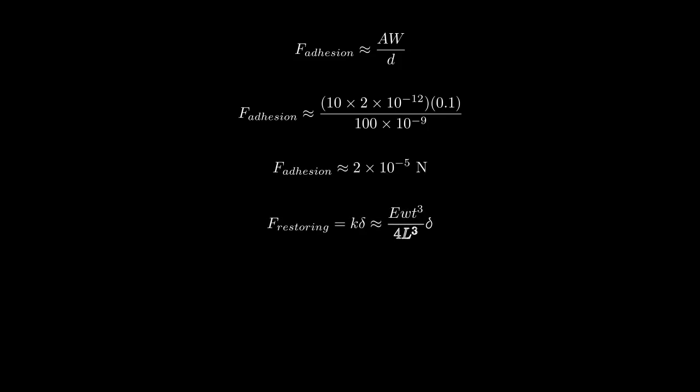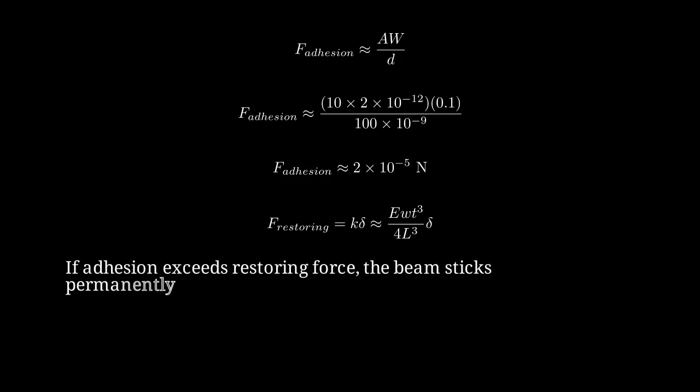The elastic restoring force of the cantilever is K delta, where K is the spring constant. For a beam, K equals EWT cubed over 4L cubed. If the adhesion force exceeds the maximum restoring force the cantilever can generate, it will collapse and stick to the substrate permanently. This is a critical design consideration.